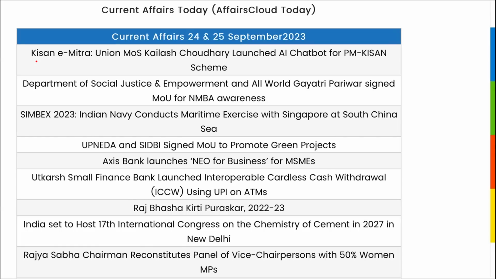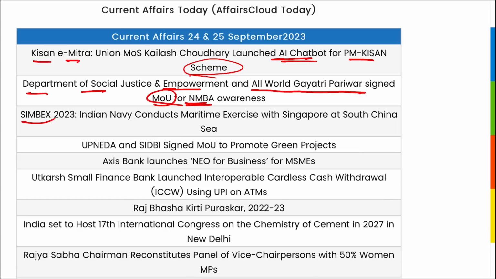Now let's go for a quick revision. Kisan Mitra, remember, recently has been launched as a AI chatbot for PM Kisan scheme. Department of Social Justice and Empowerment and All World Gayatri Parivar, they signed an MOU for National Nasha Mukti Bharat Abhiyan awareness. Simbex is an exercise that was conducted between Indian Navy and Singapore Navy at South China Sea. UPNEDA and SIDBI, they signed an MOU to promote green energy projects.